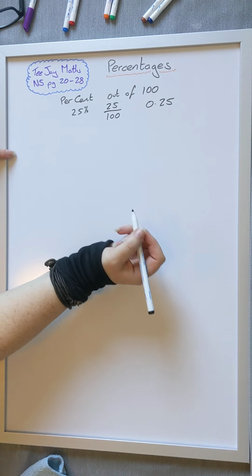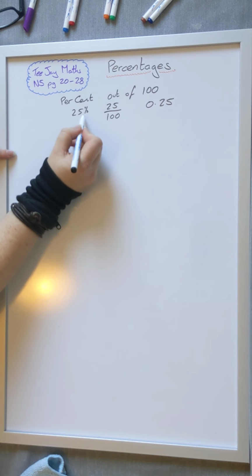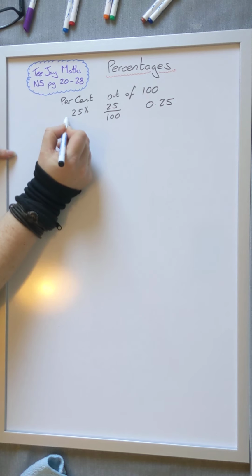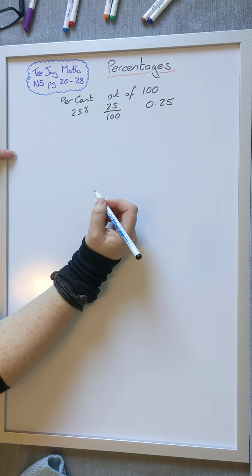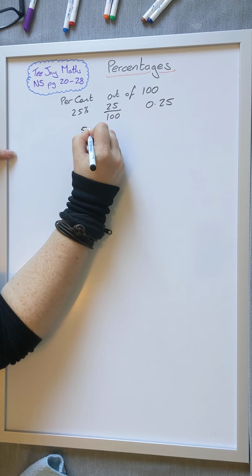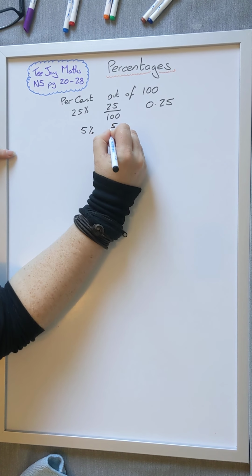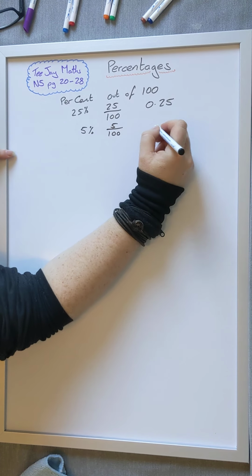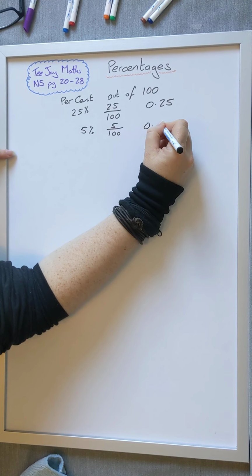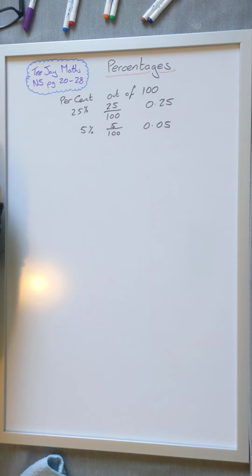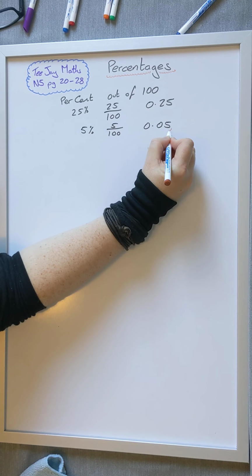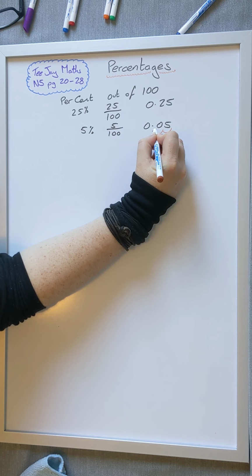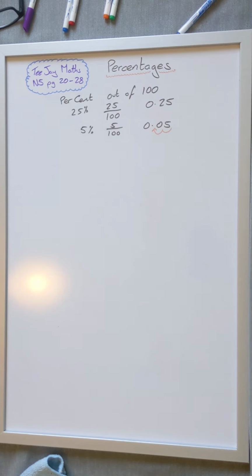But I'm sure a lot of you will remember that dividing by 100 just means moving the decimal place from behind into the front. Moving the decimal place by the number of zeros you've got. So if we had 5%, we could write that as 5 out of 100, or alternatively as 0.05. You can see the decimal point has gone from behind 2 places.